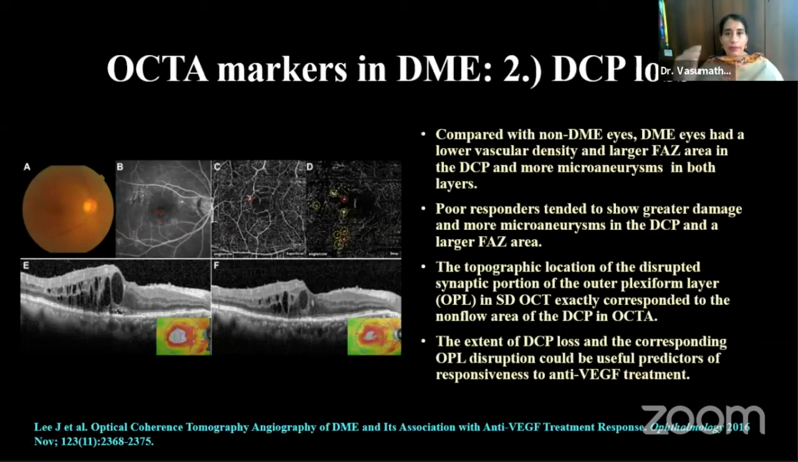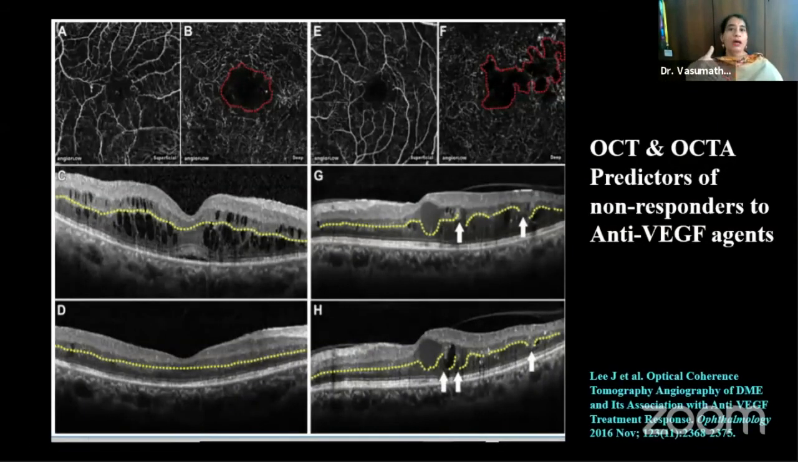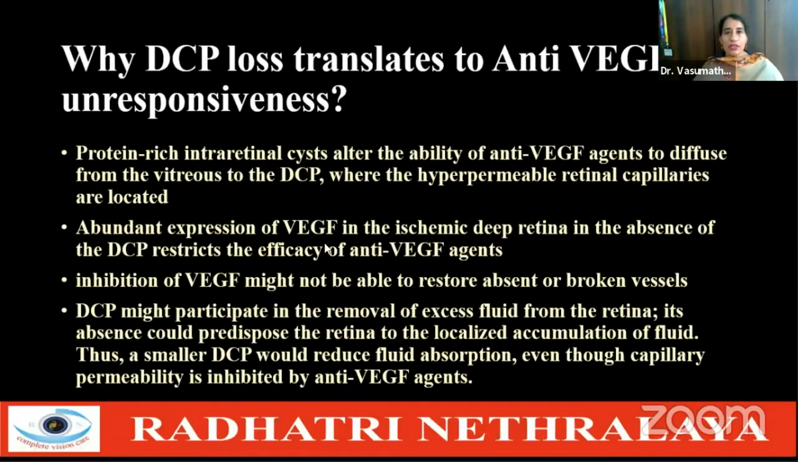In fact, the deep capillary plexus is situated at the outer border of the inner nuclear layer. So you see that this patient has got continuity of the outer plexiform layer and not much DCP distortion, and did very well following anti-VEGF, whereas this patient had discontinuity of the outer plexiform layer and a DCP which was much more widely involved. So this patient did not do so well after anti-VEGF injections. And there are several reasons why the DCP loss translates to anti-VEGF responsiveness.